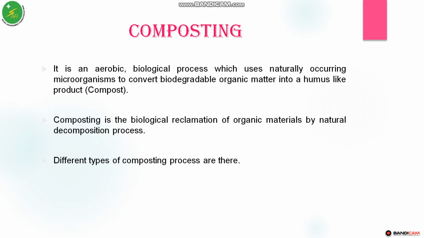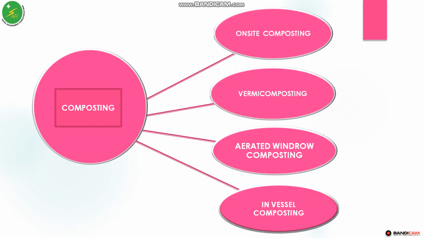Composting is a biological process which uses naturally occurring microorganisms to convert biodegradable organic matter into compost or a humus-like product. Different types of composting processes are there, which include on-site composting, vermicomposting, aerated windrow composting, and in-vessel composting. Let us see in detail.